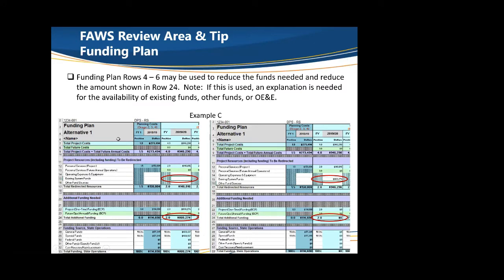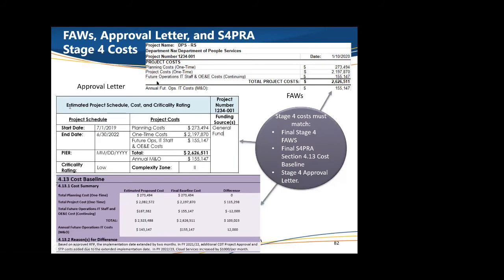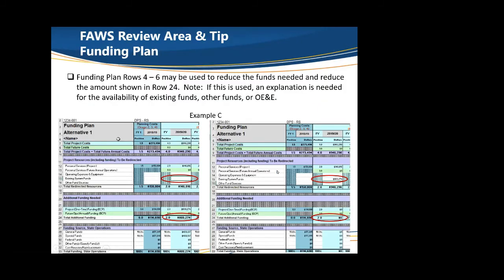And remember that rows 14 through 16, sorry, that's a typo, may be used to reduce the funds needed. And if this is used, an explanation is needed for the availability of the existing funds or other funds or OE&E. So it's good to remember that you can do that. However, you just need to have that explanation as to why you're using it.